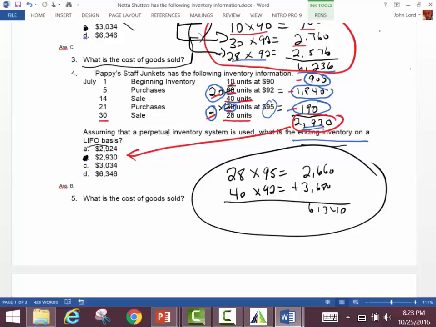Okay? Okay, good. Now, if you want to do cost of goods sold, it's really the complement of this. It is what? It's 40 of those that got sold right there, and then what? And then the 28 of those that got sold, right? Okay, good. Let's see if there's another one we can do.